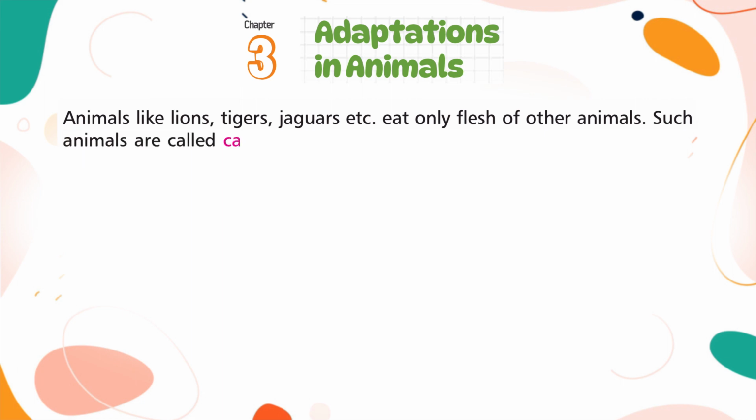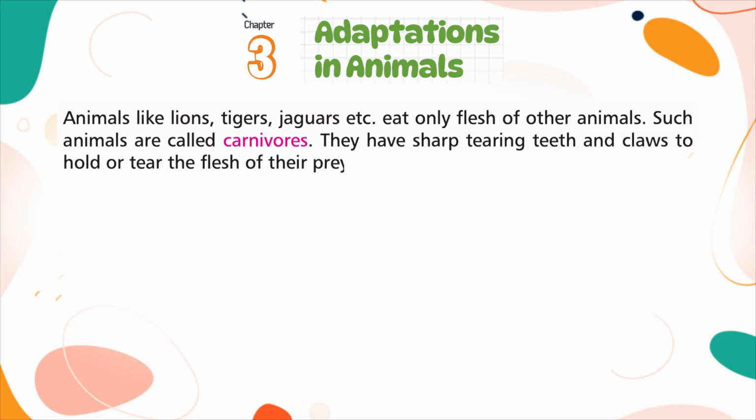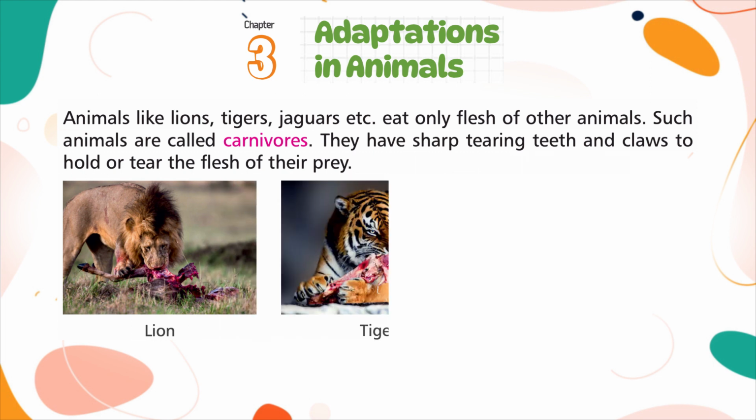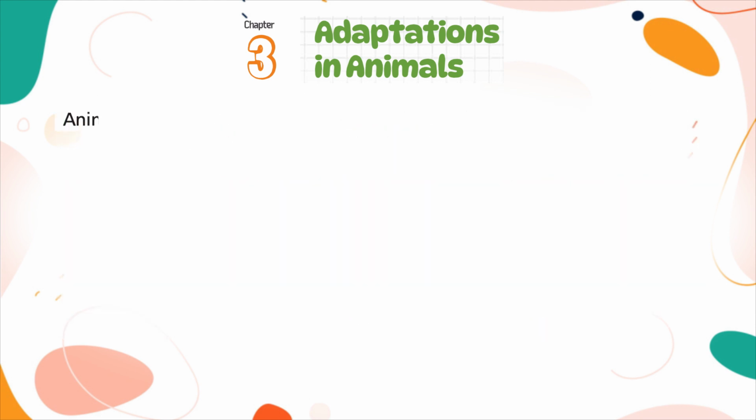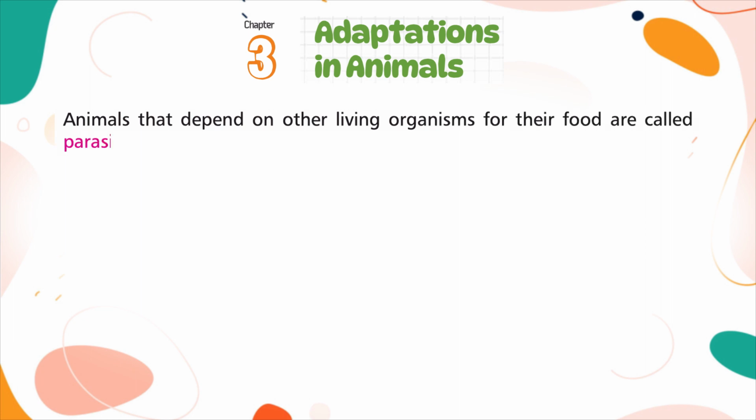Animals like lions, tigers, jaguars, etc., eat only the flesh of other animals. Such animals are called carnivores. They have sharp, tearing teeth and claws to hold or tear the flesh of their prey. Lion, tiger, jaguar.